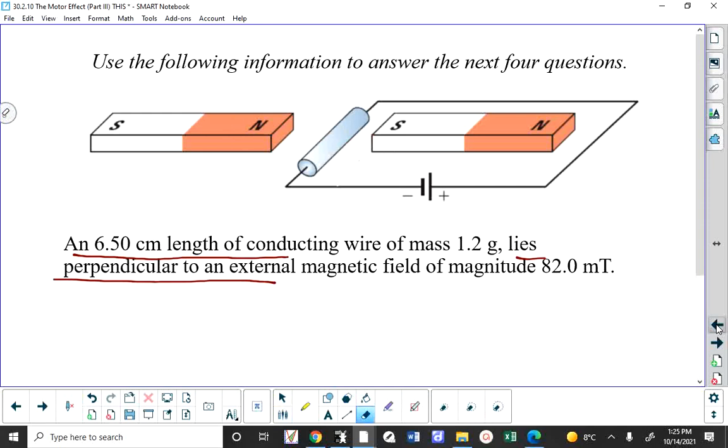So, fingers of your right hand, I'm not going to demonstrate this. I'm just going to verbally tell you what you should be doing. You need to point the fingers of your right hand in the direction of the magnetic field, and you need to point the thumb of your right hand in the direction of conventional current, if that's what you want to do, or in the direction of electron flow, if that's what you want to do. If you point your thumb in the direction of conventional current, then you're going to be looking at the palm of your hand. If you point your thumb in the direction of electron flow, you're going to look at the back of your hand.